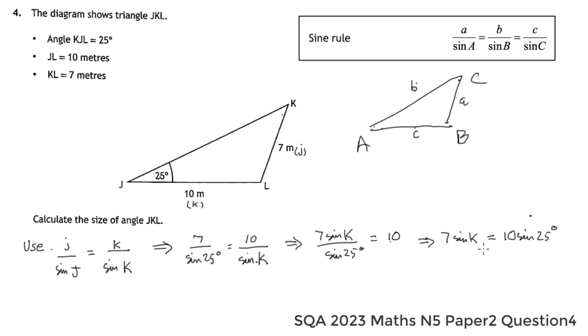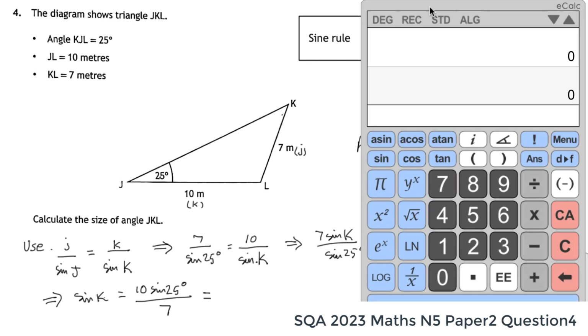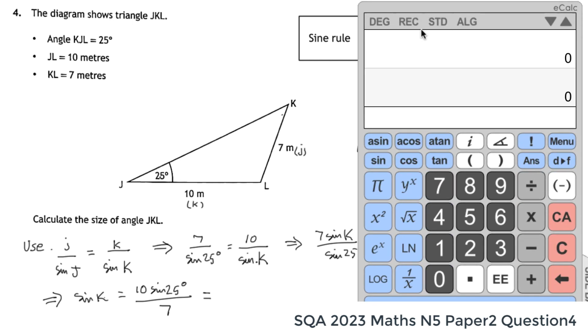One final move to get sine K on its own, we get rid of this multiplying by 7 by doing the opposite. We divide both sides of this equation by 7. So that gets rid of 7 on that side. And if we divide this side by 7, it's at the bottom of a fraction. And that therefore gives us the calculation that we've to do to find sine of K. So let's grab our calculator and see how we can get on with this calculation.